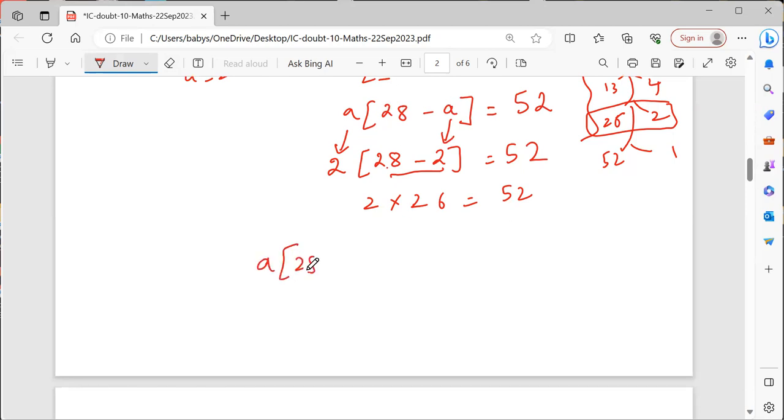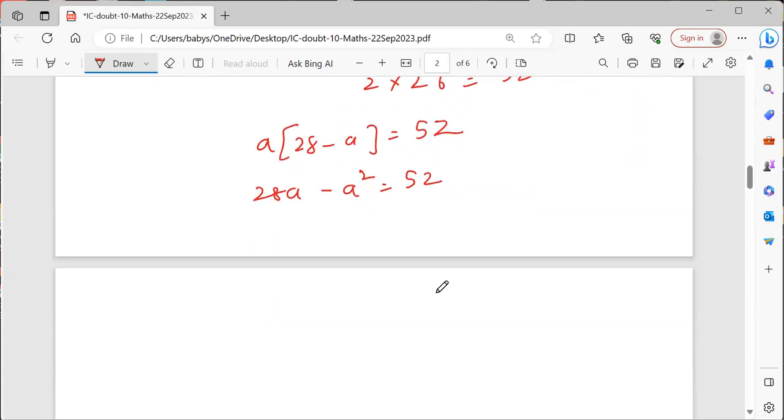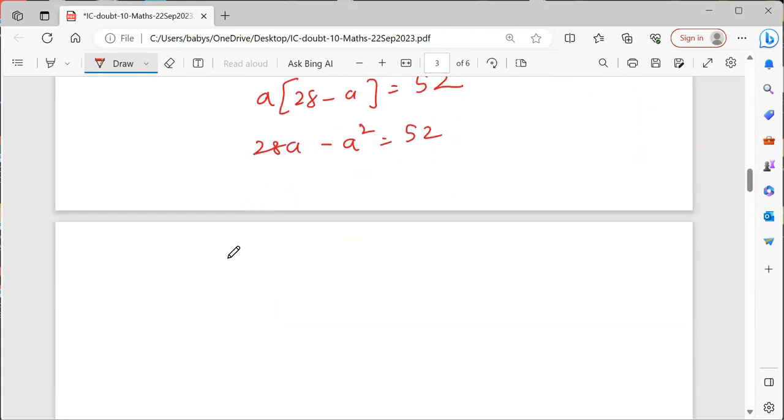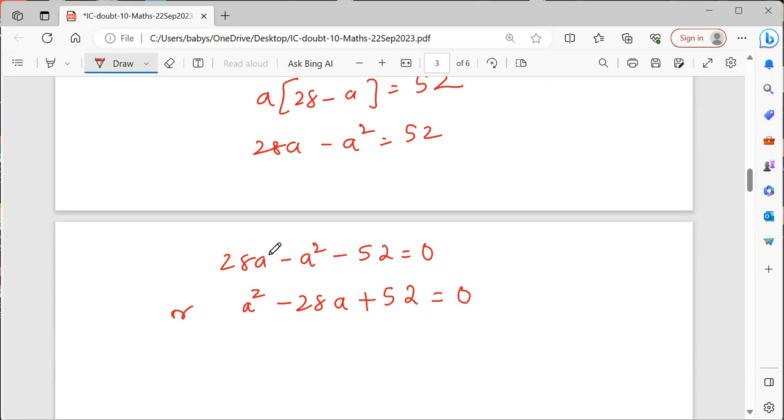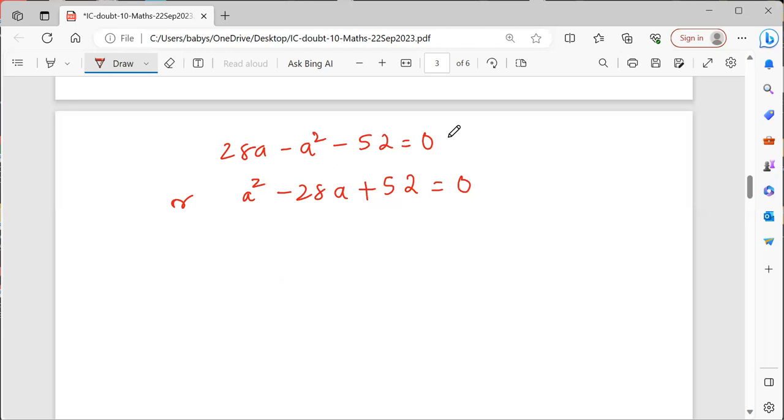So A into 28 minus A is equal to 52. So I'll get 28A minus A square is equal to 52. Coming down, I get 28A minus A square minus 52 is equal to 0. Or I can write A square minus 28A plus 52 is equal to 0. It's a convention. Generally, we don't want the first term, that is the A square term, to have a negative sign. It's just a convention, and it helps in the ease of calculation.